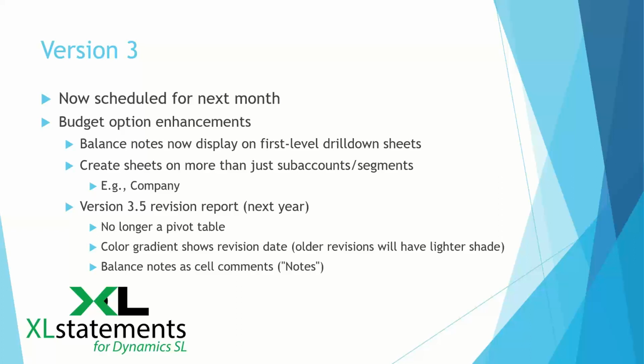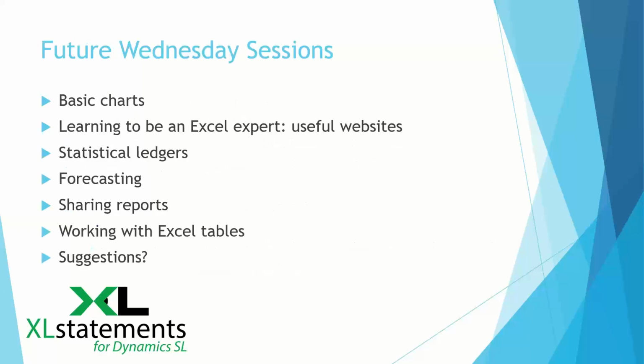And then, as I mentioned, version 3.5, that revision history report's no longer going to be a pivot table. And one thing that I know we did some work on is we're going to have a color gradient on that to give you an idea of how long ago any number was revised. And then if there was a note on that balance that you put in when you consumed your budget entry sheet, then that's going to be in there as an Excel comment. So you're not going to need to drill down or anything.